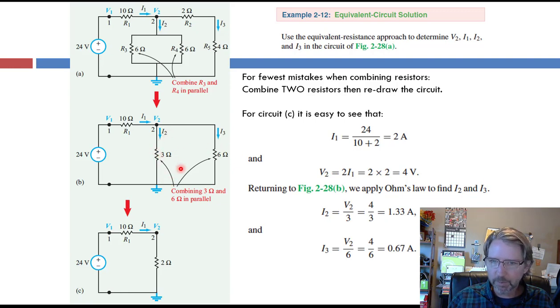So we can do those in parallel, and we'll get this 2 ohm. And then these 2 are in series, so we can finish it off. So we can look for I1, which is 24 volts divided by 10 plus 2, our 12 ohm equivalent resistance. So we can solve for that current, and then you work your way backwards, and then we can use Ohm's law and Kirchhoff's current law.